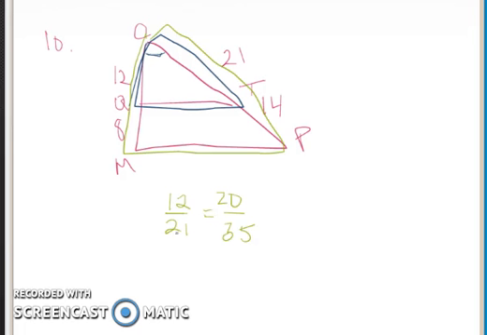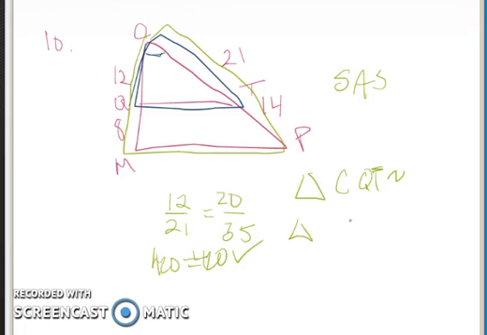I have a calculator off screen. So 21 times 20 is going to give me 420. And then we're going to get 12 times 35, and that's also going to be 420. Okay, so that checks off. So these triangles are similar by side, angle, side. And the congruency statement should be triangle CQT is similar to triangle CMP, where C matches with C, Q matches with M, and T matches with P.